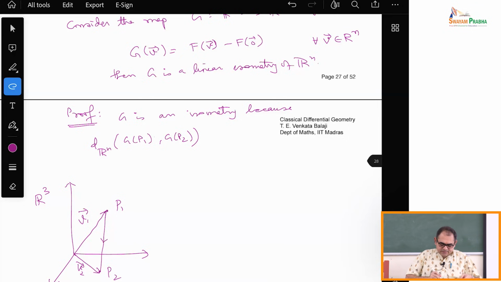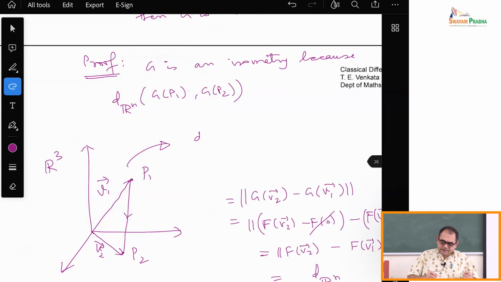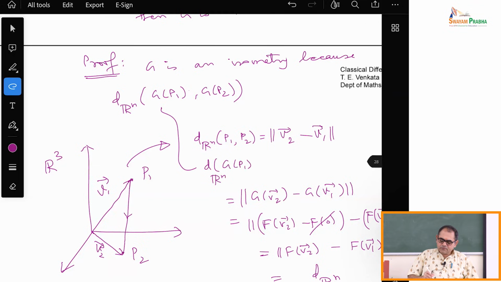So you see, this is your picture. What you can see is that the distance in Rn between P1 and P2 is the same as the norm of, let me say, V2 minus V1, okay, from the picture. And so I have to compute this guy, the distance in Rn from GP1 to GP2, okay, will be therefore norm of GV2 minus GV1, okay.